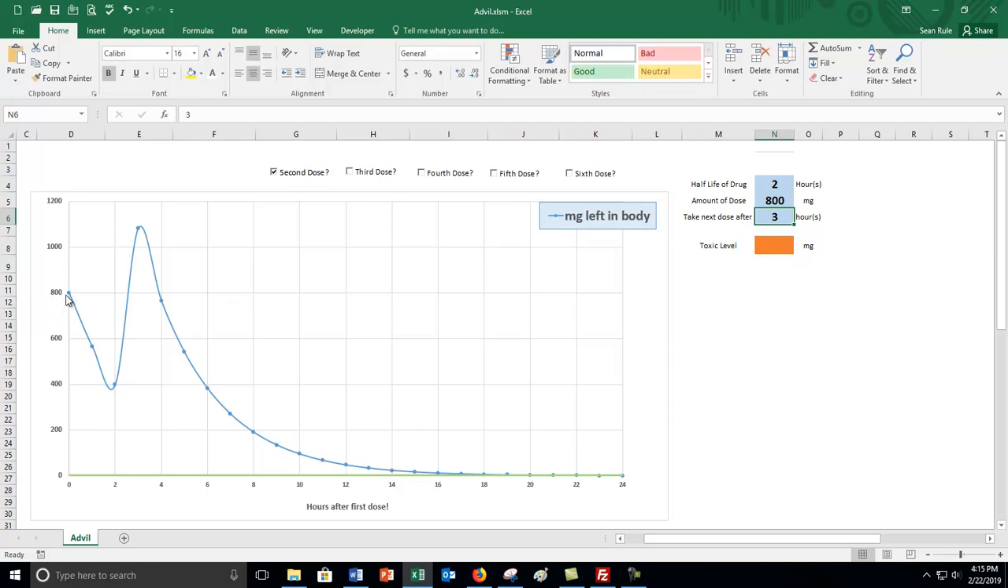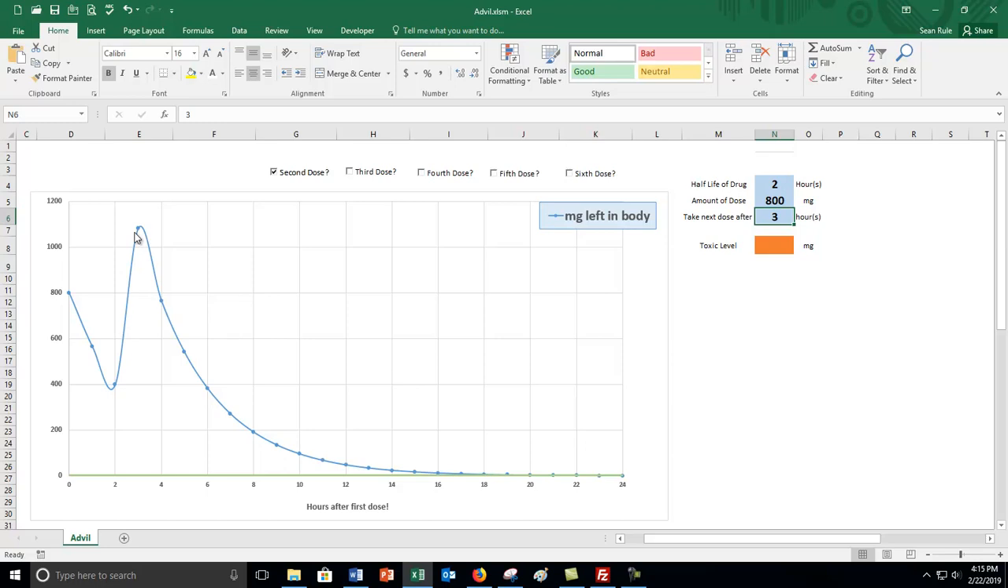So at 800, that's at the beginning. It starts doing its little halving, and you might recognize that it gets down to about where it should, that 400, and then it pops up when you take that next dose at 3 hours, and then it begins fading again. That's exactly what should happen. You take a little bit more of the Advil, and then it increases the drug in your system.